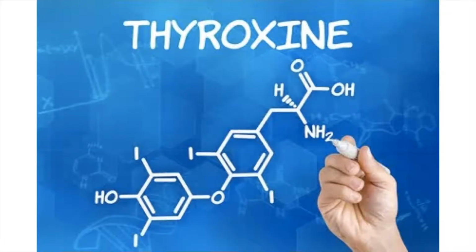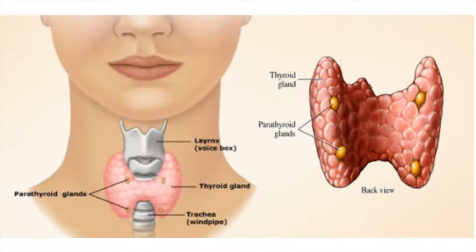Today we're going to talk about thyroxine. This is your thyroid gland. Well, maybe not yours, but somebody's. The thyroid gland is located here. The thyroid gland makes hormones called thyroid hormones.